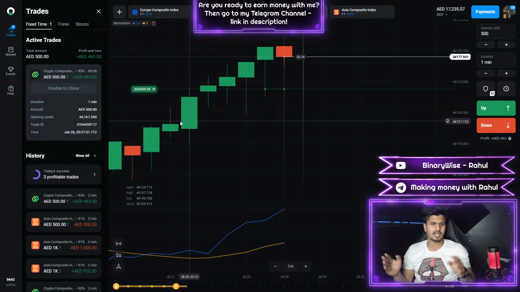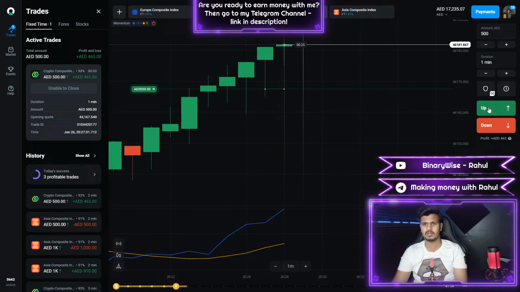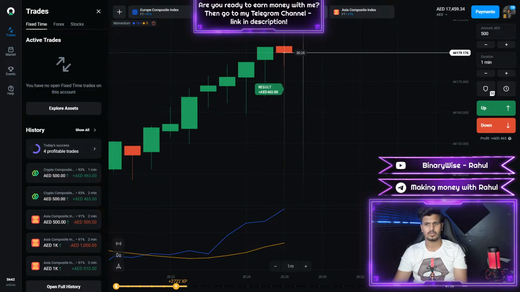Only 10 seconds remaining, and I don't think that it will go too much downward. Let's make one trade in the upward direction again with the 1 minute duration. Profit.